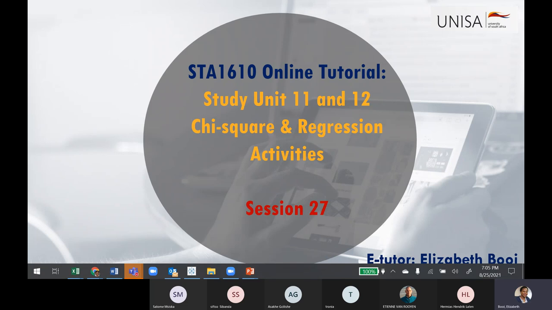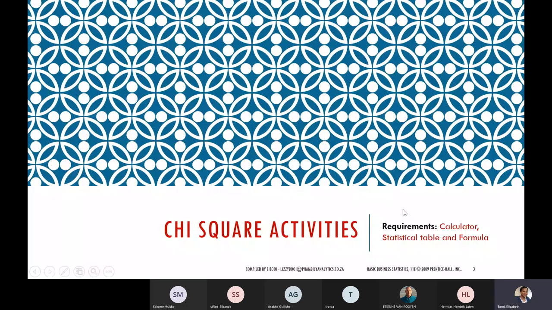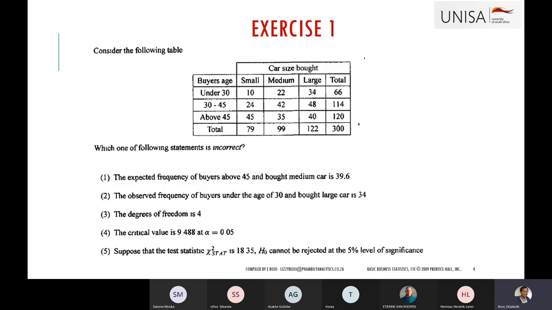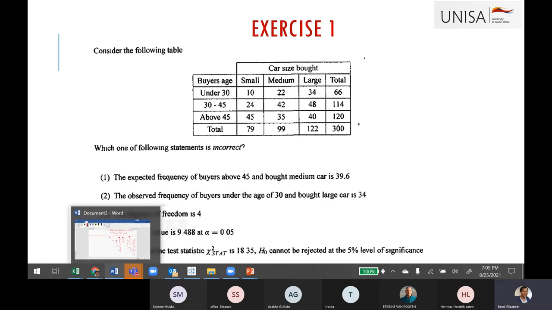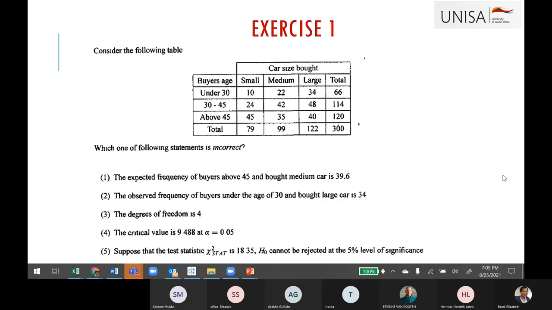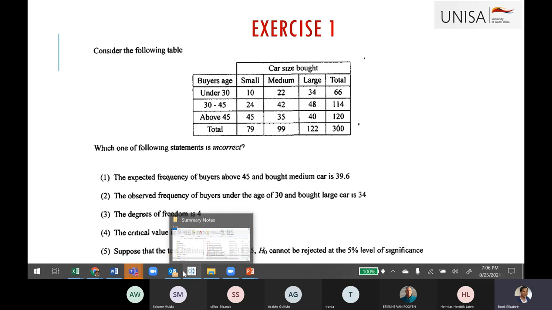Okay, so your first activity. We're going to start with chi-square. There is your activity. Consider the following table. Which one of the following statements is incorrect? I'll give you some time to do the activity, and then let me know when you're done and you have the answer. I'll also do it on my side.